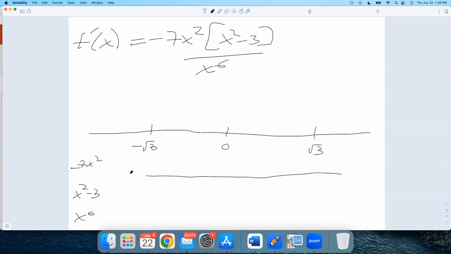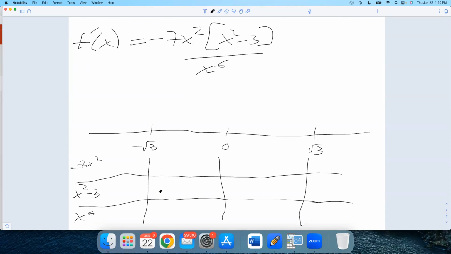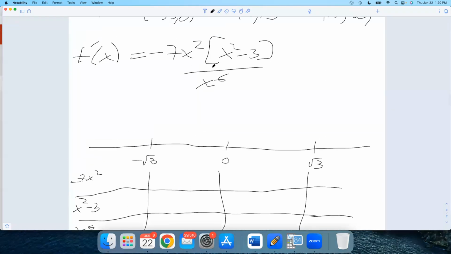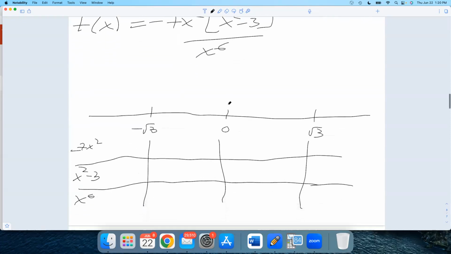If I figure out where these guys are positive or negative, in what regions, it makes doing this sign chart a lot easier. We could absolutely just take these test points I'm going to pick out and just plug them into the whole thing, see if we get a positive or negative. And maybe I'll do one just to show you. But it's easier if we do these one factor at a time.